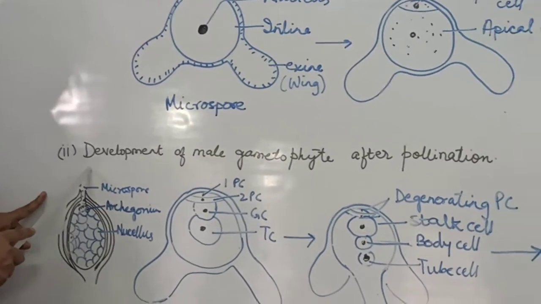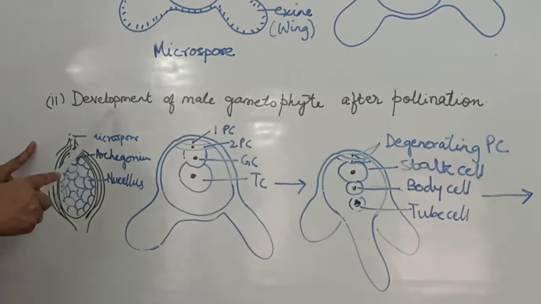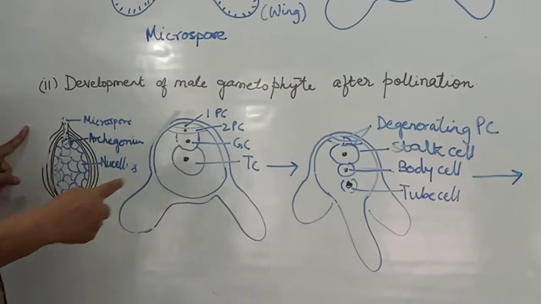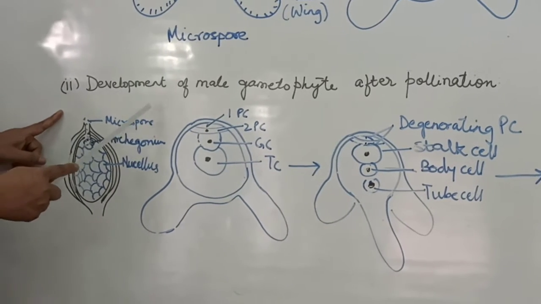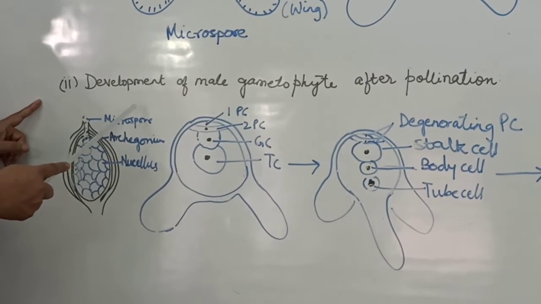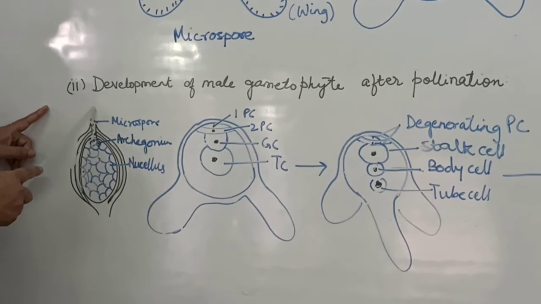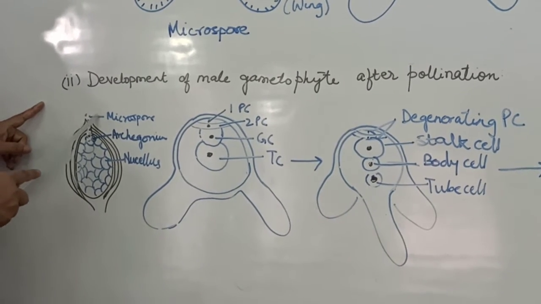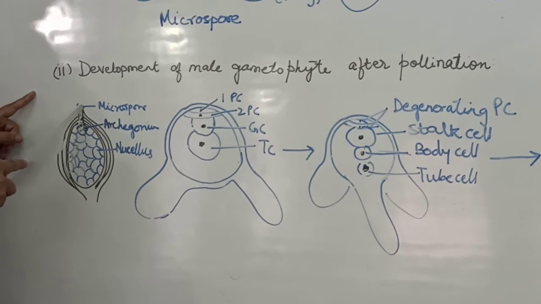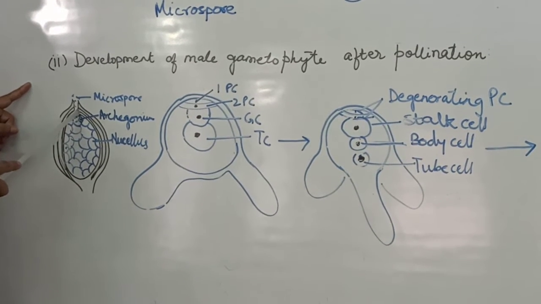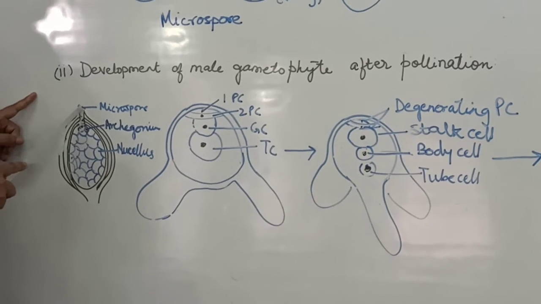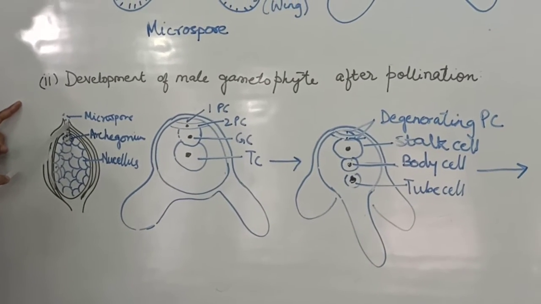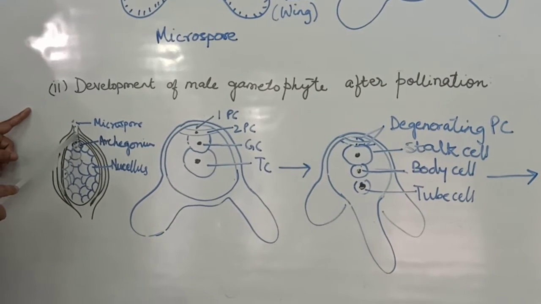So we are now going to the second part, which is known as development of male gametophyte after pollination, and is going to take place in the ovule. The microspores after pollination come and land near the micropylar region of the ovule, and they get entangled in a mucilaginous substance secreted by the micropylar region, which gets dilated, and the microspores are sucked into the pollen chamber, where their further development takes place.